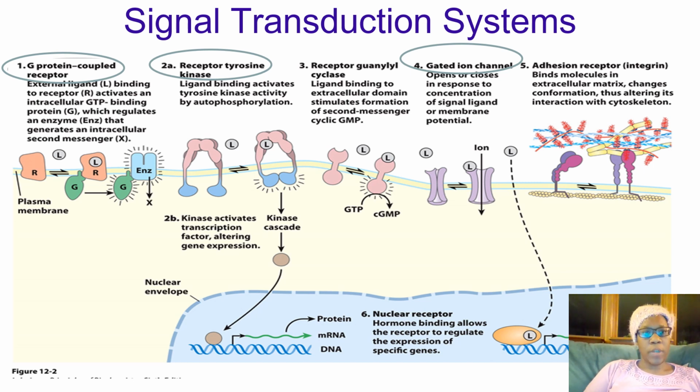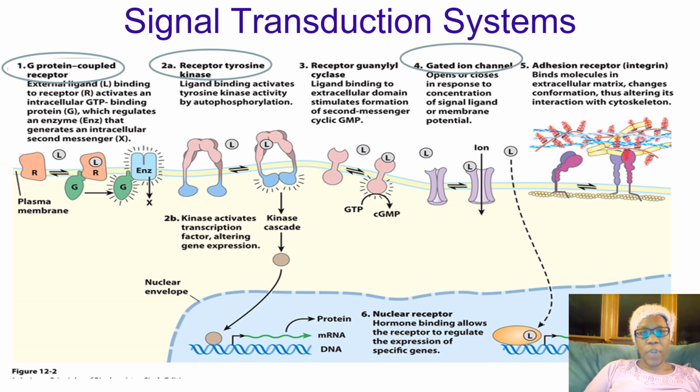The first one we'll learn about is G coupled protein receptors. This receptor sits on the cell membrane. It binds to its complementary ligand. That receptor is associated with a G protein. That G protein gets activated, and it activates another enzyme, and that enzyme produces a second messenger. So we'll learn the details of that mechanism.